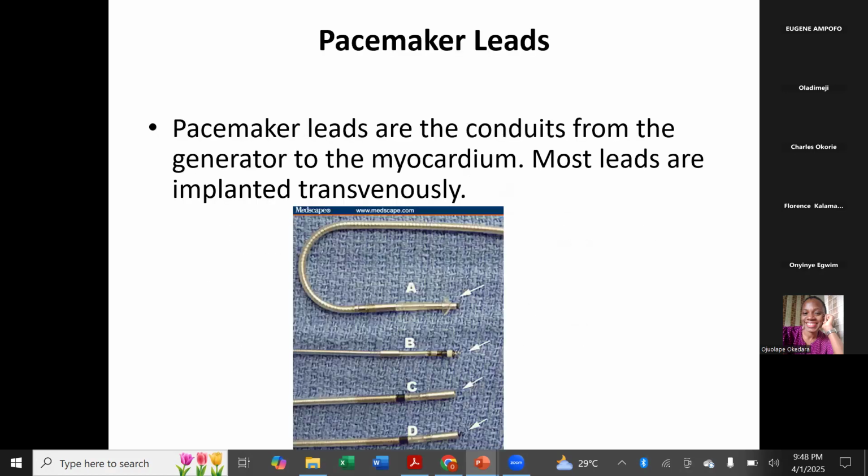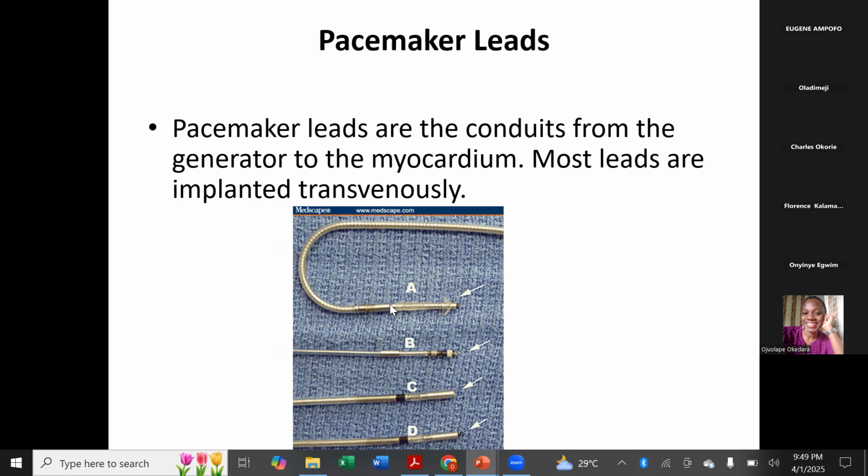So let me show you on a live picture like this, that this metal is the positive end, the ring. This tip is the negative end. So that means the circuit runs between the positive and negative in this circuit. And remember, this is already in the heart, in the myocardium, either in the right ventricle or in the right atrium. Okay? That's the bipolar mode.